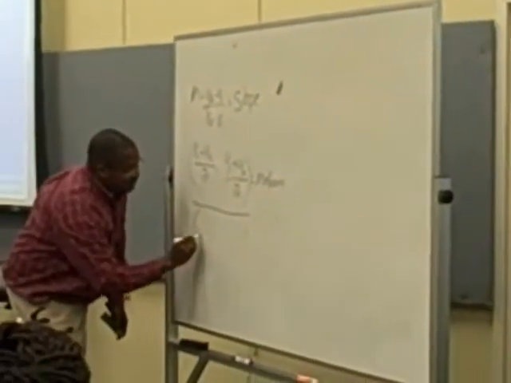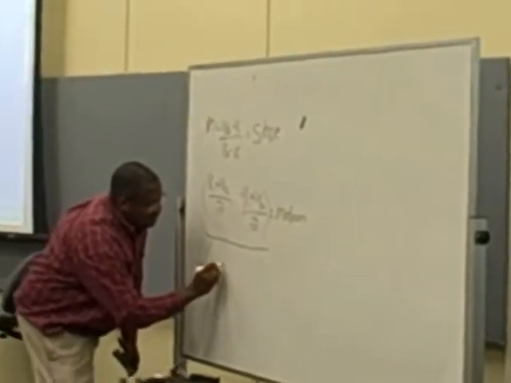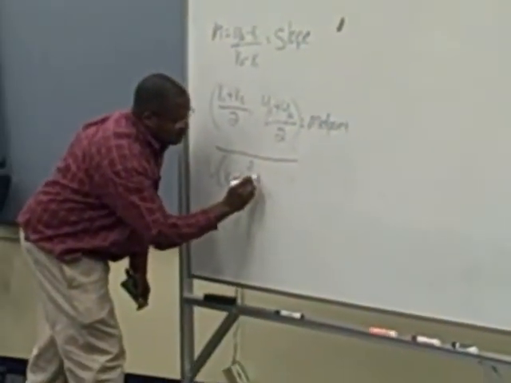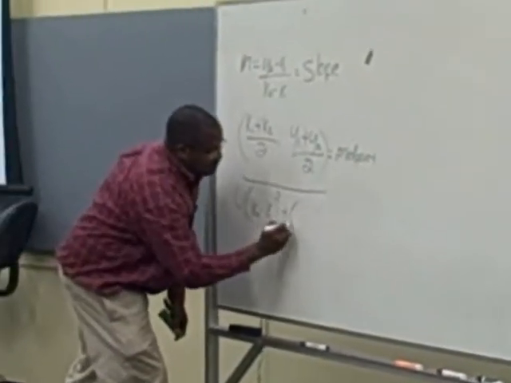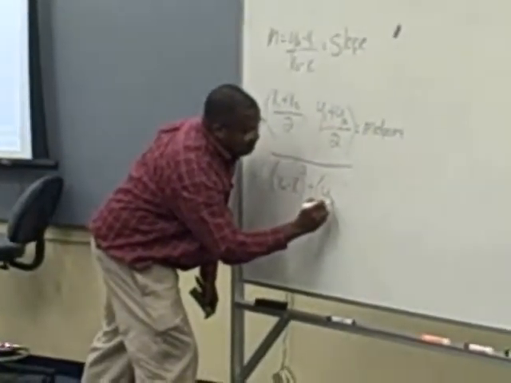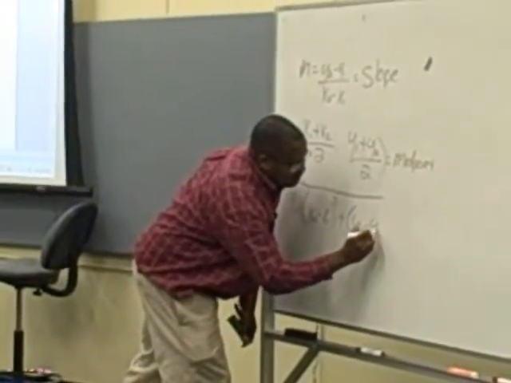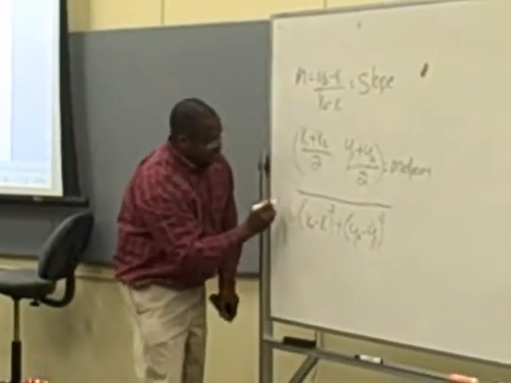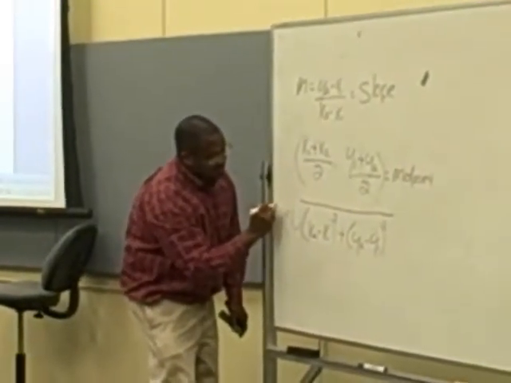Quantity X sub 2 minus X sub 1 quantity squared plus quantity Y sub 2 minus Y sub 1 squared, and this equals D.